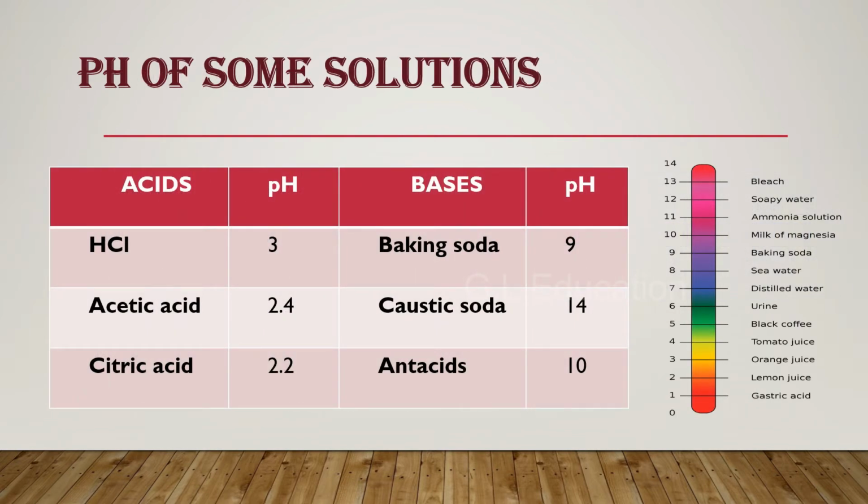pH of some solutions. Acids. The pH of HCl is 3. The pH of acetic acid is 2.4. The pH of citric acid is 2.2. Bases. The pH of baking soda is 9. The pH of caustic soda is 14. The pH of antacid is 10.